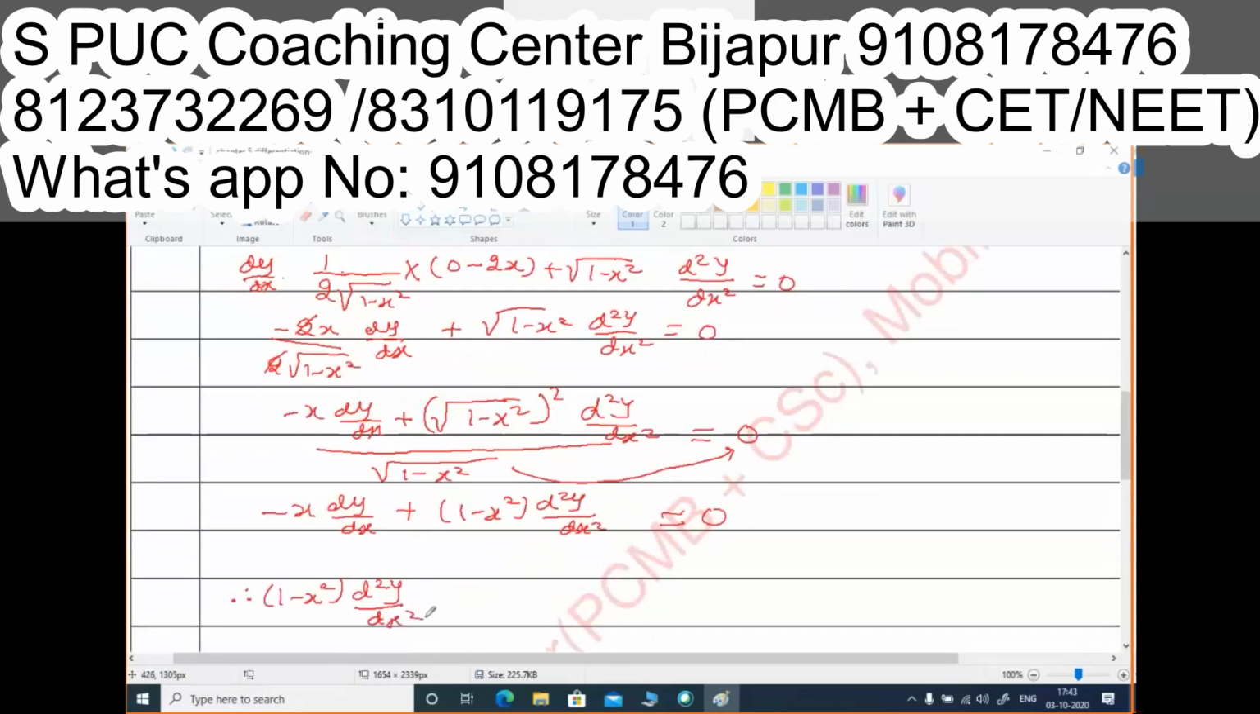Patel, what is the next? Minus x into dy by dx, equals 0. This has shown whatever he has asked. Clear to everybody, or does anybody have any doubt about this problem? Because it is the most important from the point of view of examination. Yes, Prashant. Ganachari, any doubt?